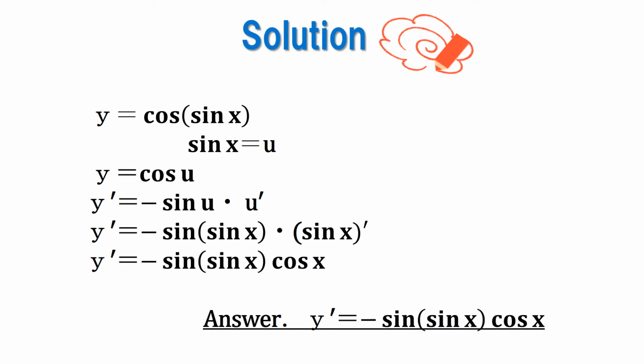This problem is first substituted with sine x equals u. This time we will use the formula cosine x prime equals negative sine x. We will calculate the derivatives of the composite functions, paying attention to the derivatives of composite functions. This time we will use the formula sin x prime equals cosine x. The substitution makes it clear which formula to use. Therefore, the answer to this problem is y prime equals negative sine of sine x times cosine x.